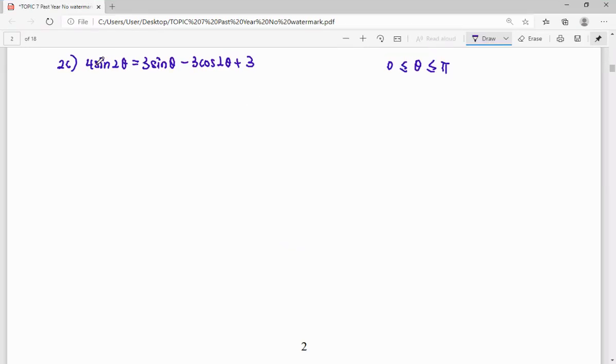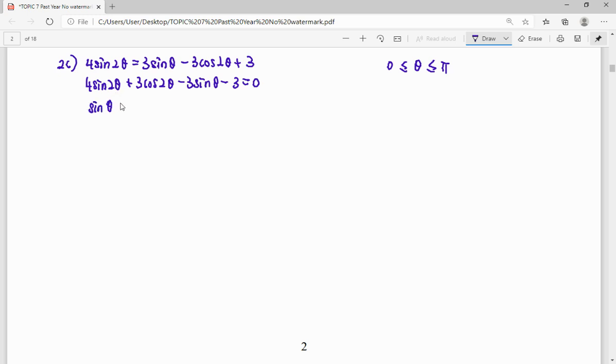So this is the equation that we were given from part C. We apply our facts in A and B, so we try to get back our part A form, which is 4 sin 2 theta. We move our terms back to the left hand side, so it will be plus 3 cos 2 theta, minus 3 sin theta, minus 3, equals to 0.